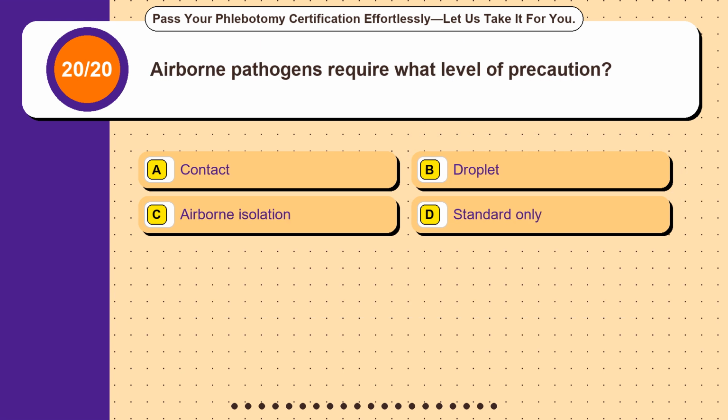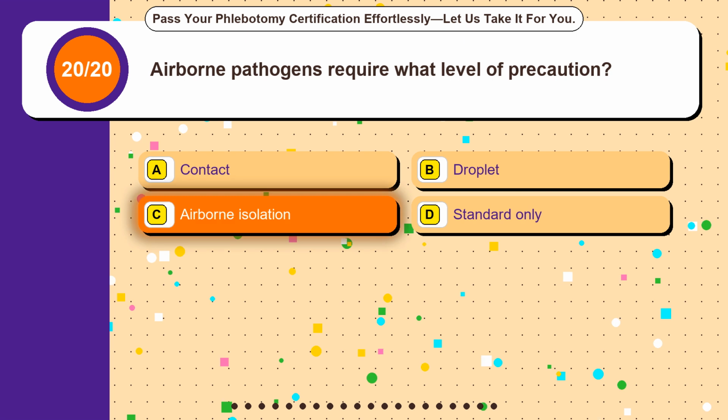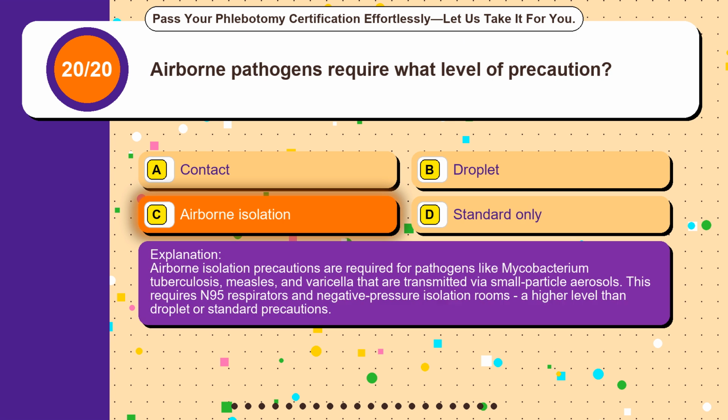Question 20. Airborne pathogens require what level of precaution? Option A, contact. Option B, droplet. Option C, airborne isolation. Option D, standard only. The correct answer is option C, airborne isolation. Airborne isolation precautions are required for pathogens like Mycobacterium tuberculosis, measles, and varicella that are transmitted via small particle aerosols. This requires N95 respirators and negative pressure isolation rooms, a higher level than droplet or standard precautions.